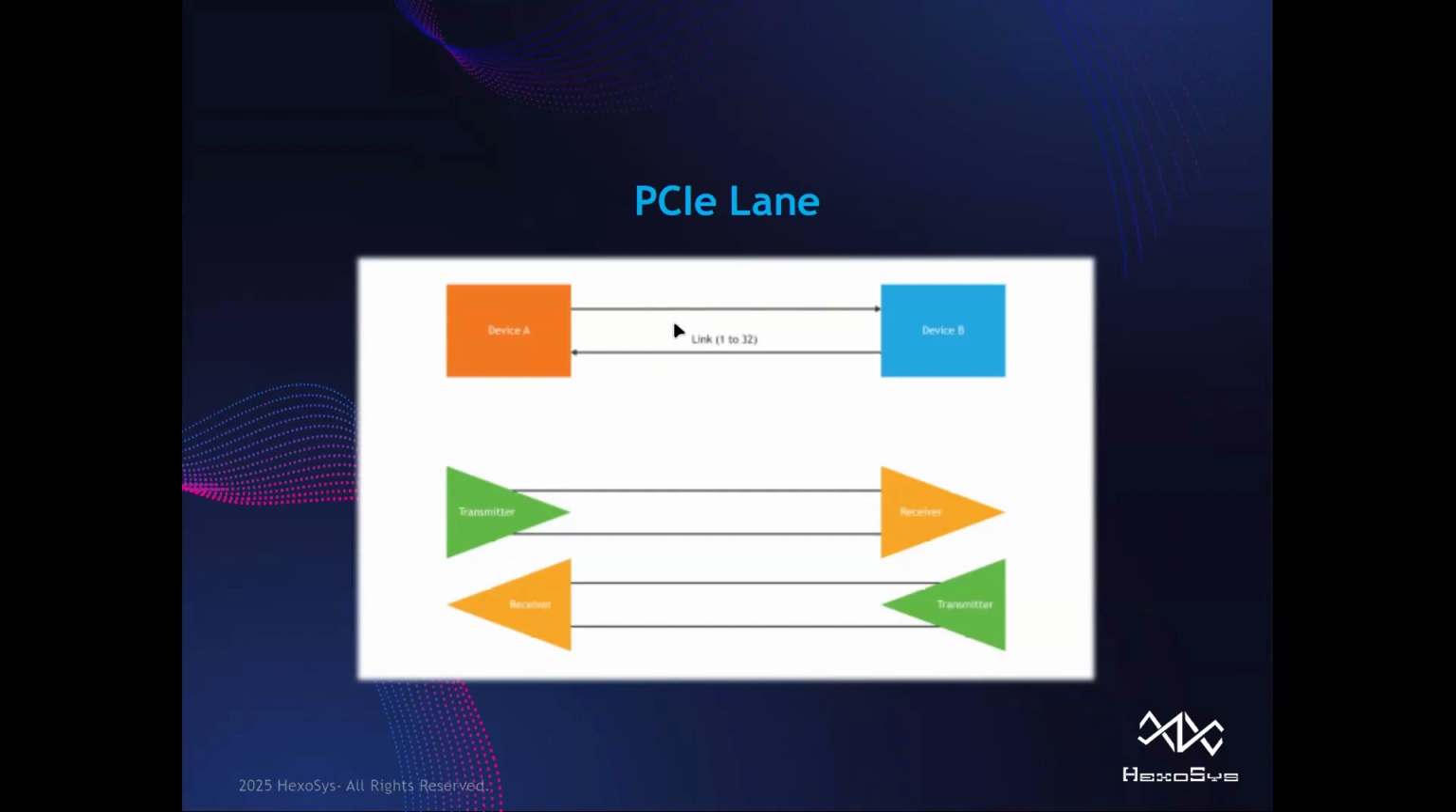So having a link between two devices, each link can have multiple parallel connections. For example, we can have x1, x2, x4, and so on, up to x32 for a PCIe connection. Having more lanes in our link helps to increase the speed by interleaving the receiving and sending of packets across the different lanes.